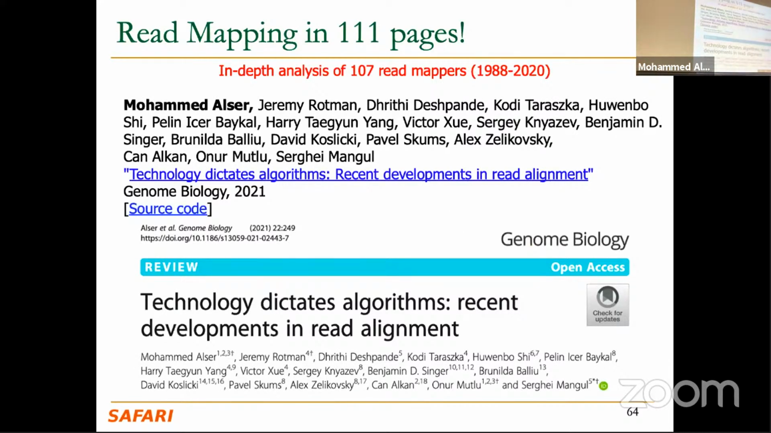To get more of a historical perspective on all of these sequencing technologies, all the read mapping and alignment tools and so on, I recommend this paper, which comes from our group, recently published in Genome Biology, in collaboration with many research groups from around the world. We were really lucky to have all of them in our study.